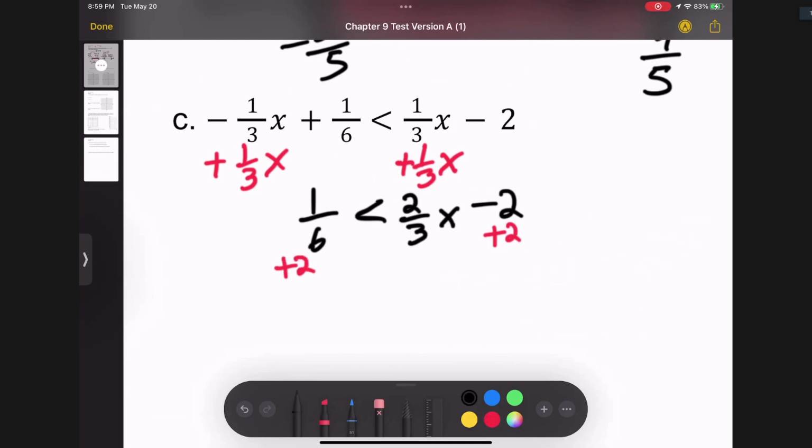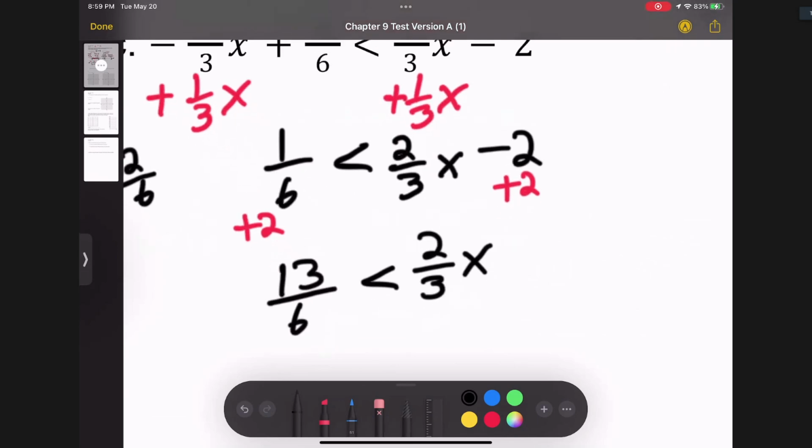Now, if I were to add 2 to both sides, 2 is the same thing as saying 12 over 6. 12 over 6 is the same thing as saying 2. So let me make use of this information that I'm circling right now. 12 over 6 plus 1/6. What is 12 over 6 plus 1/6? This is going to be 13 over 6. Then we got 2/3 x.